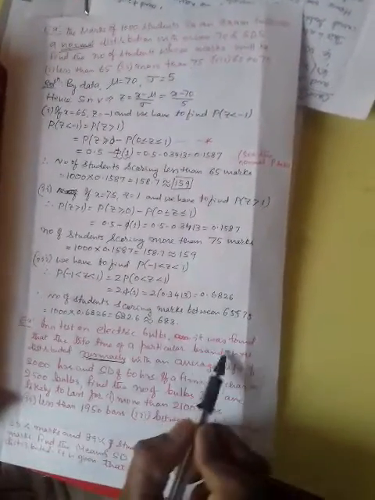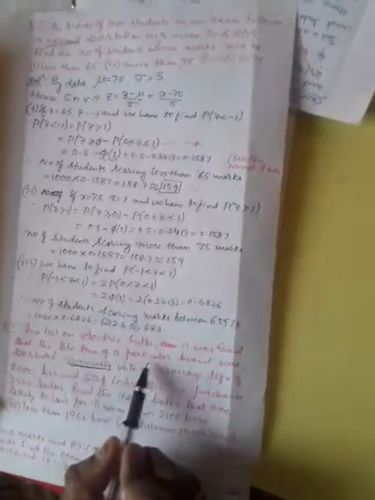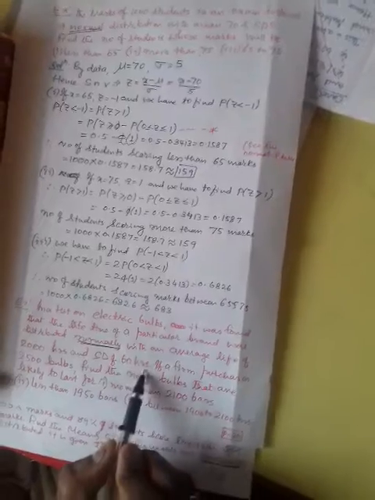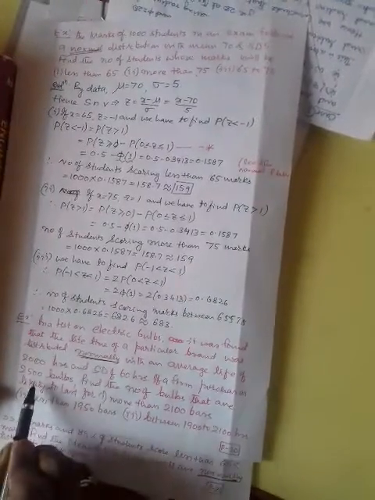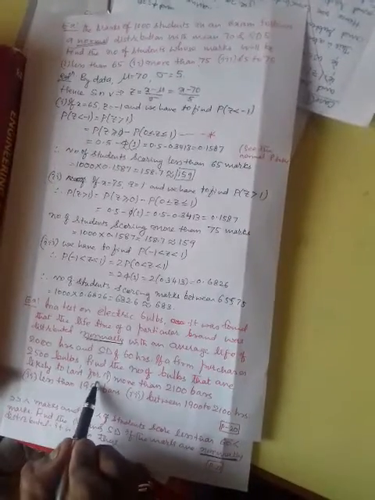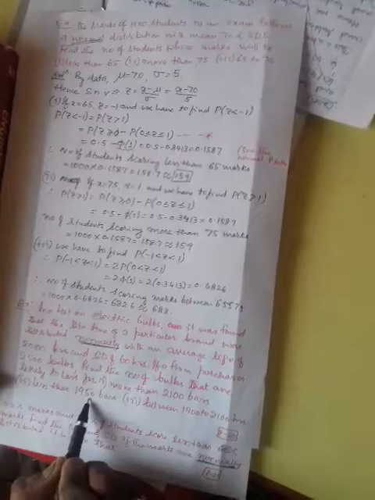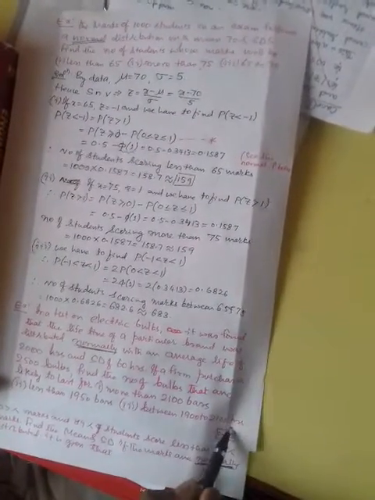In a test on electrical bulbs, it was found that the lifetime of a particular brand was distributed normally. The word normally is given again. With an average life of 2000 hours. Average means what? Mean. Standard deviation of 60 hours. If a firm purchases 2500 bulbs, find the number of bulbs that are likely to last for more than 2100 hours, less than 1900 hours, and between 1900 to 2100 hours.